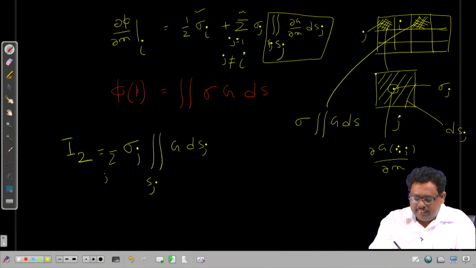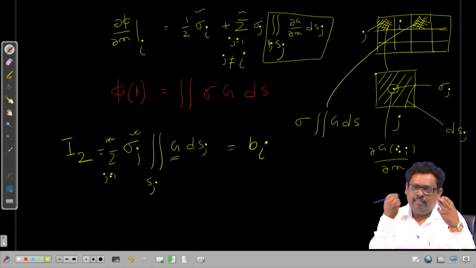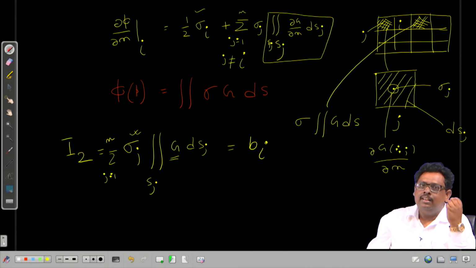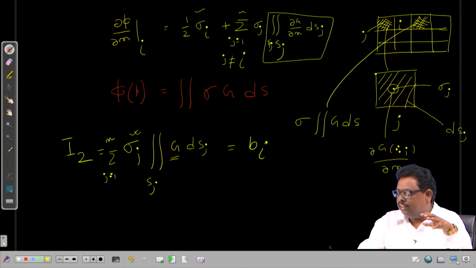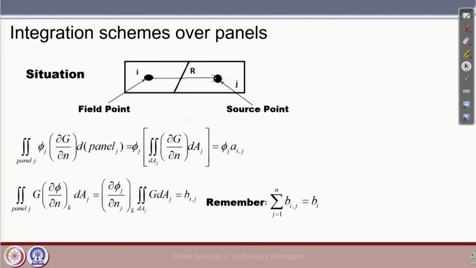So, I just write that j equal to 1 to n, and now everything is known to me here, because my sigma is already known from my previous equation. I solve it, I get it, and then in this integration this g is known to me. So, everything is known to me, so essentially I will get a number. So, I can call this B i for the ith field point, right.